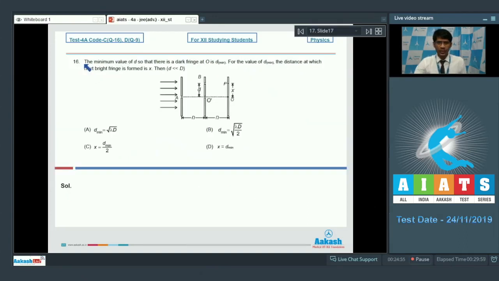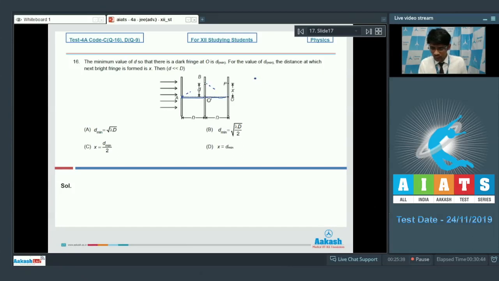Here in question number 16, the minimum value of D, so that there is a dark fringe at O, that is the D minimum, it's been said. For the value of D minimum, the distance at which the next bright fringe is formed is x. Here we need to find out what is the value of D minimum and what would be this distance so that the next immediate bright fringe will be formed. It's just some special arrangement of Young's double slit experiment itself. So looking into the figure itself here, this distance from here to here it is D, from here to here it is D. So this distance, if it's taken as x1, this will be also x1.